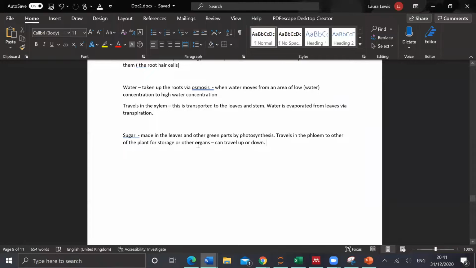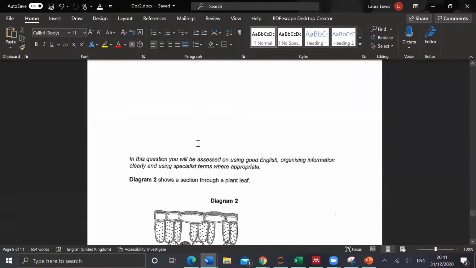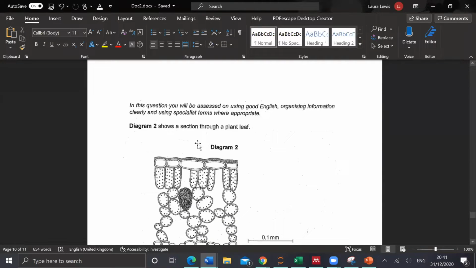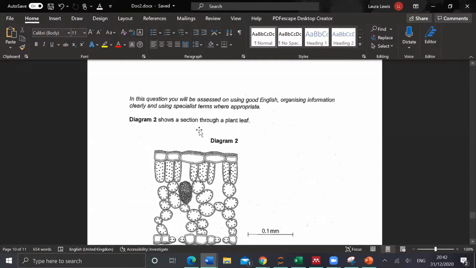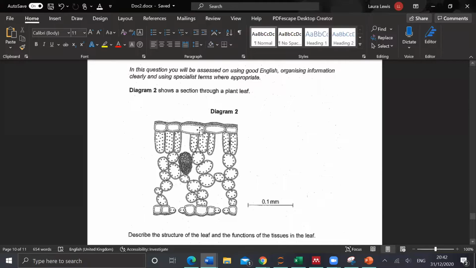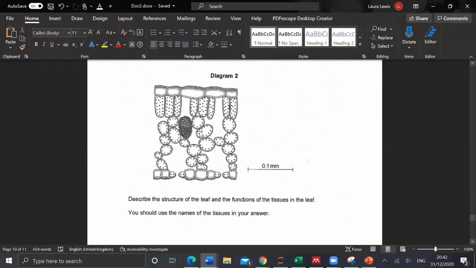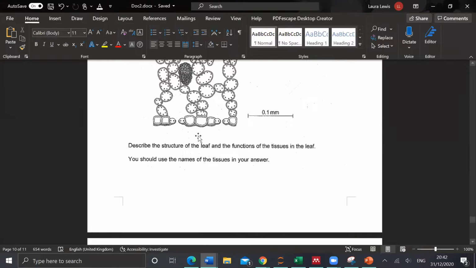Okay, right, so let's have another question, I think. In this question, again, it's a 6 mark question, you will be assessed on using good English, organising information clearly, and using specialist terms where appropriate. Diagram 2 shows a section of a plant leaf. Describe the structure of the leaf and the functions of the tissues in the leaf. You should use the names of the tissues in your answer.